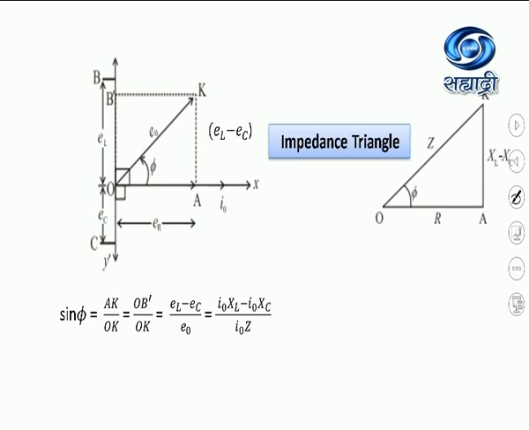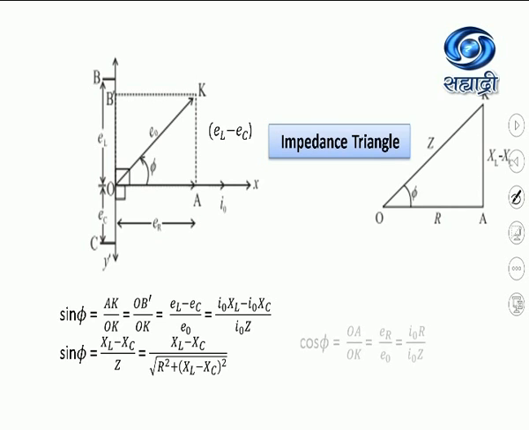Here we have the impedance triangle and phasor diagram. In this diagram, with the help of the first diagram, sin phi is equal to AK upon OK. And AK is equal to OB dash. So sin phi is OB dash upon OK, that is equal to EL minus EC upon E0. EL is I0 into XL, EC is I0 into XC, and E0 is I0 into Z. So from this we get sin phi is XL minus XC upon Z, that is equal to XL minus XC upon root of R square plus bracket XL minus XC square.